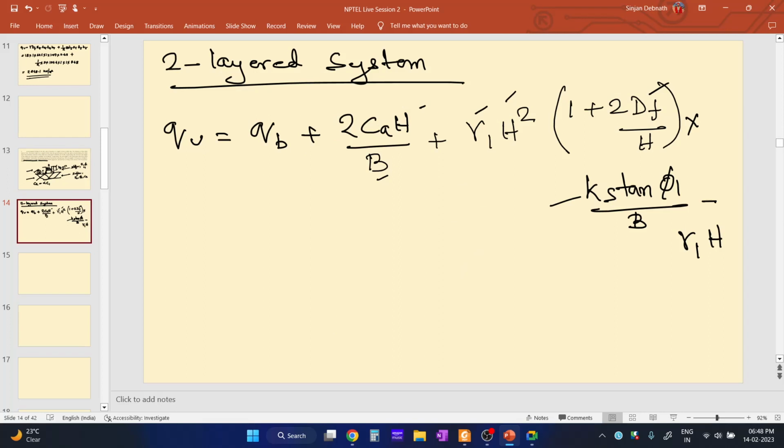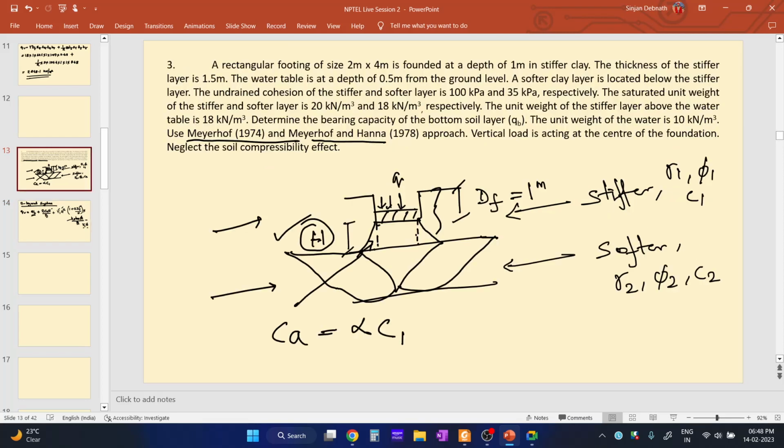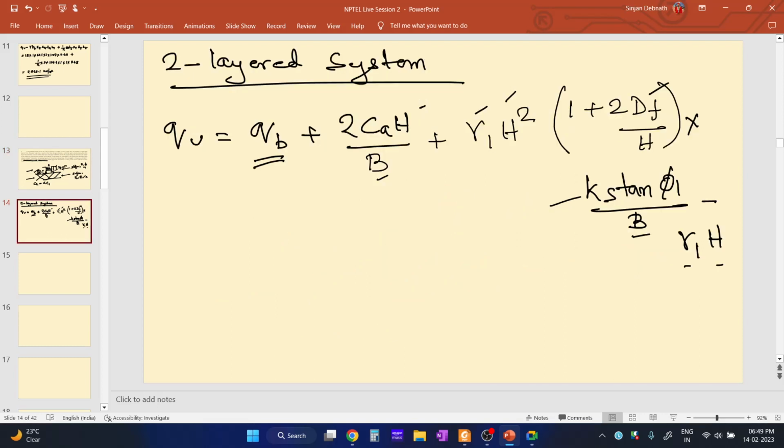And we know the value of B, we know gamma 1 and H. Okay, and this QB, what is QB? QB is the bearing capacity of the bottom layer. So if we are asked to find out the ultimate bearing capacity of the two layered system, then we need to use this formula. Okay, in that case we need to use this equation.